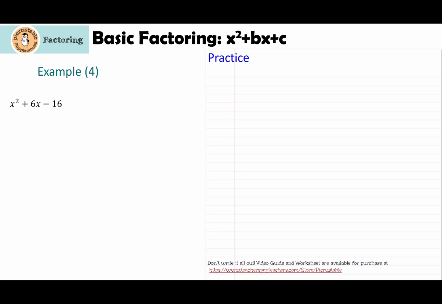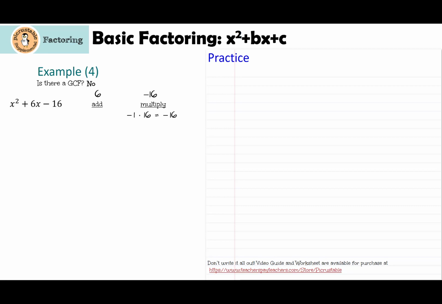This is example 4. First thing we always ask, is there a greatest common factor? Nope, because I have a 1 and a 6 and a 16. No greatest common factor. So we're going to go straight into multiply. We need to multiply to negative 16, and we're going to add to 6. All right, so let's start thinking.